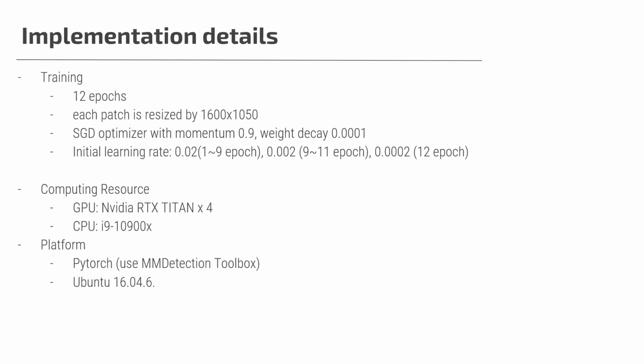Next is the experimental result. Before explaining the experimental result, I will explain the implementation in detail. For training, we trained 12 epochs, and each patch is resized for training. For the optimizer, we use the SGD optimizer with momentum 0.9 and weight decay. For the learning rate schedule, we use the step decay approach. So we can reduce the learning rate according to the epoch. For running, we use four NVIDIA RTX Titan GPUs, and the detection toolbox implemented with PyTorch is used in Ubuntu.